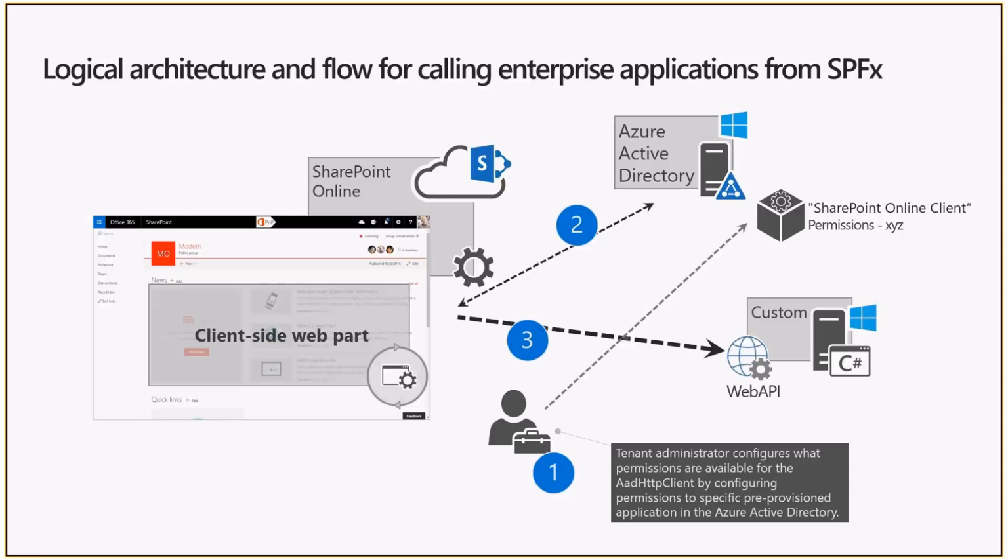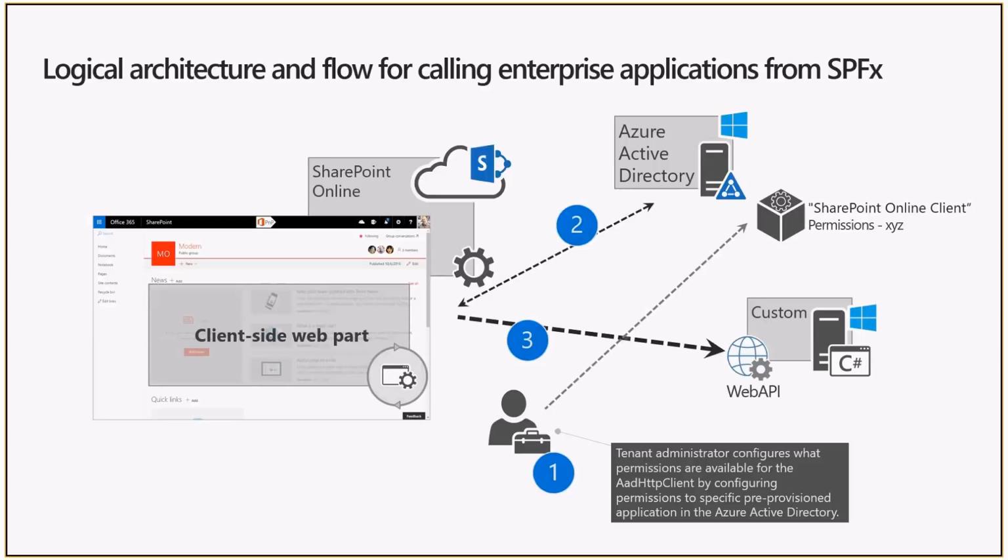Right. So if I understand that correctly, the web part on a page retrieves an access token to the enterprise app on behalf of the SharePoint Online client app, right? So that's, let's say, the filter or funnel that channels these requests. That is correct. Yes, indeed.